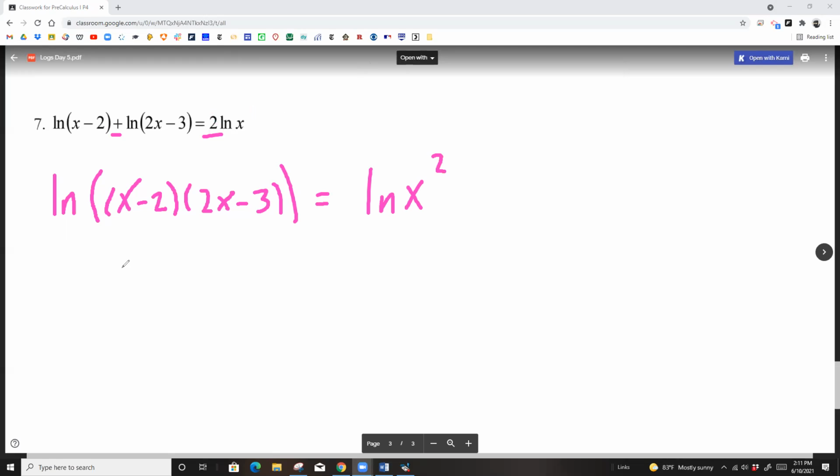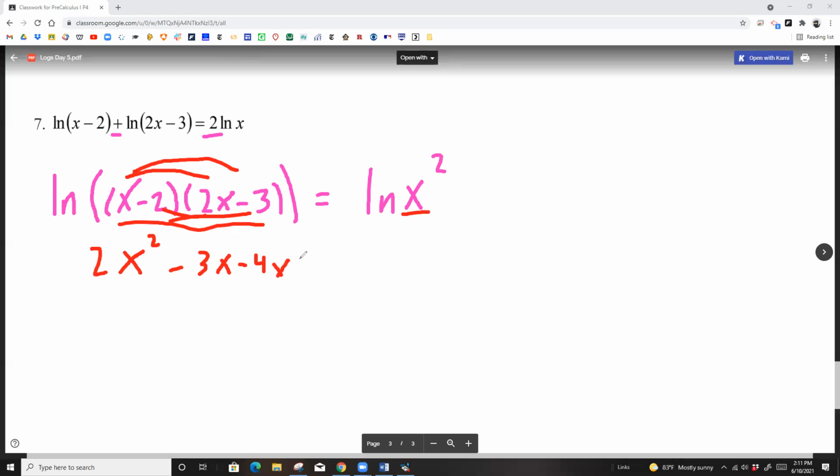Now since we did that, it's the natural log of one thing equals the natural log of something else. That means that these expressions have to equal each other. So we're going to set this equal to that. Once we do that, I'm going to FOIL out the left side. So I get 2x squared minus 3x minus 4x plus 6 equals x squared.